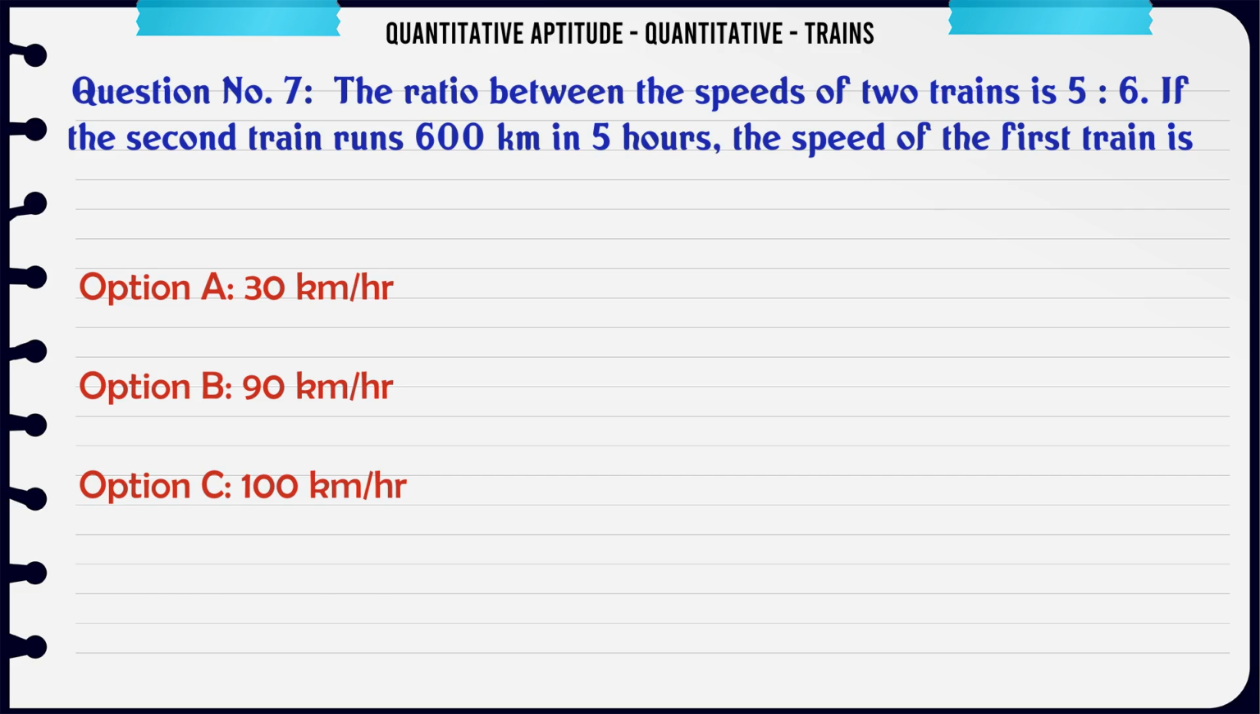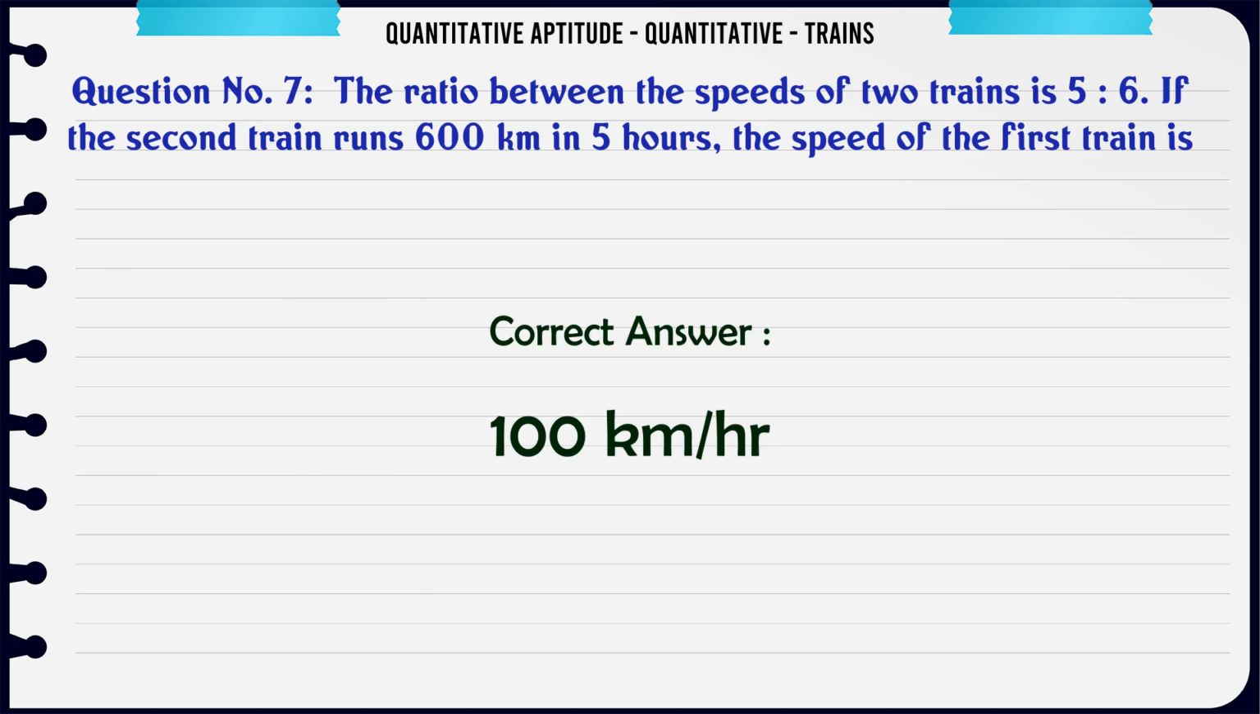The ratio between the speeds of two trains is 5:6. If the second train runs 600 km in 5 hours, the speed of the first train is A 30 km/h. B 90 km/h. C 100 km/h. D 300 km/h. The correct answer is 100 km/h.